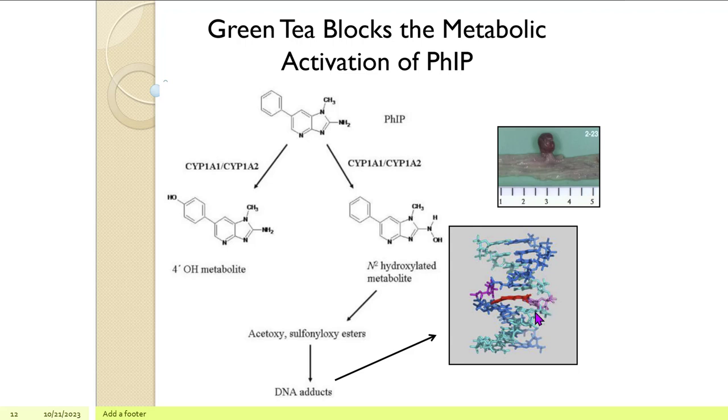This picture here is a DNA molecule. You can see the double-stranded DNA snaking around here, and you can see this big red blob right in here. This is a DNA molecule that's been modified with this carcinogen, the PhIP molecule. And you can see the formation of the tumor up in here. This is a colon tumor that has been caused by mutations in the colon tissue due to these adducts formed by exposure to PhIP. So this is that rat model.